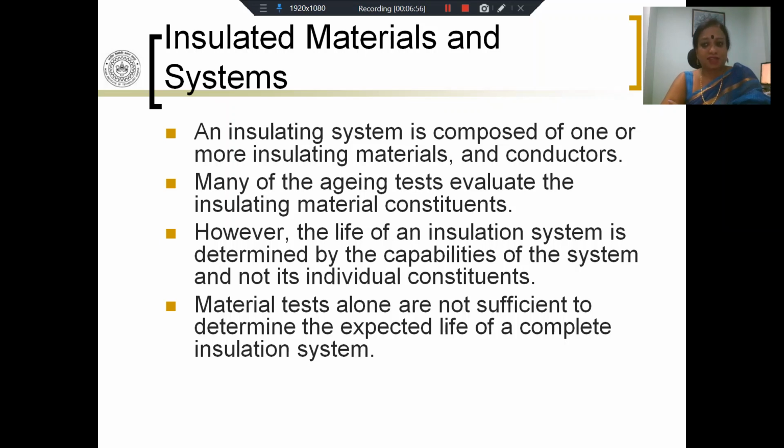But having done that, when we are trying to estimate the life of an insulation system, it is not enough to evaluate the individual constituents. The life of an insulation system is determined by the capabilities of the system taken as a whole and not by its individual constituents. So, to evaluate the individual material constituents, you can perform material tests for tensile strength, material tests for electrical breakdown, whatever is relevant. But material tests alone are not sufficient to determine the expected life of a complete insulation system.